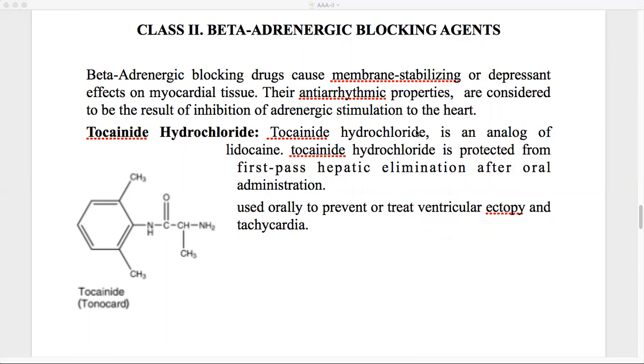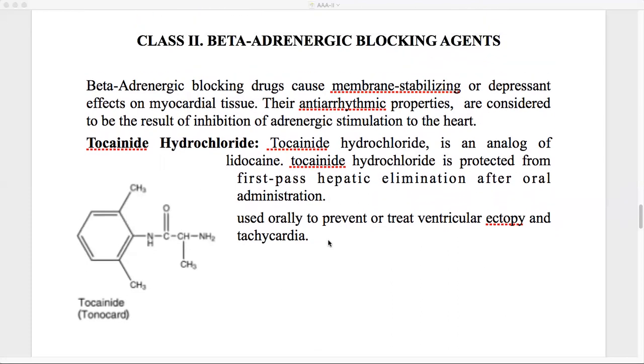One more drug is there, that is tocainide hydrochloride. This tocainide hydrochloride is an analog of lidocaine, and the difference is that it is even better protected from first pass hepatic elimination after oral administration. Usually, it is used to prevent or treat ventricular ectopy and tachycardia. So that is the beta adrenergic blocking agents.